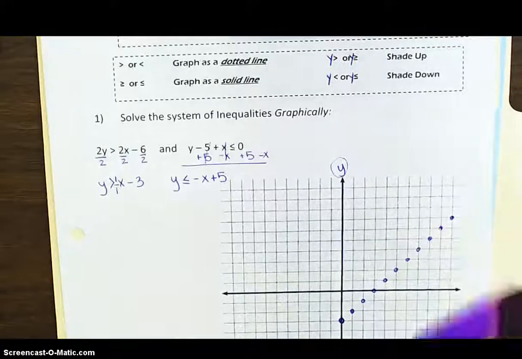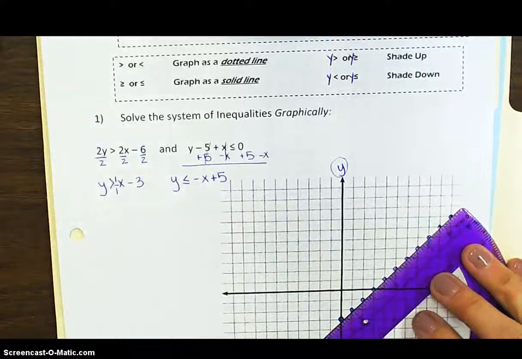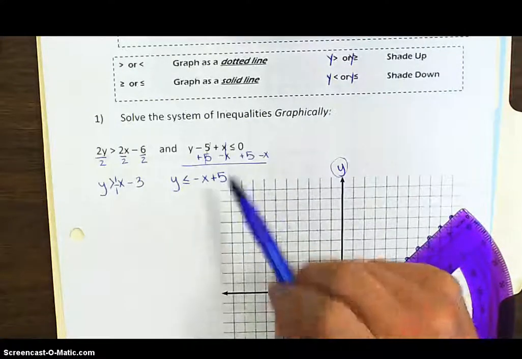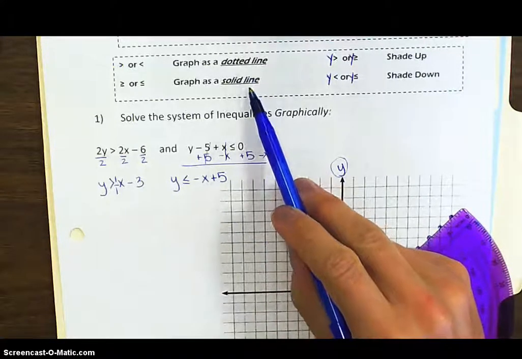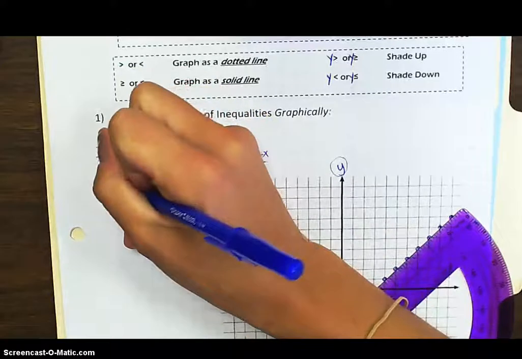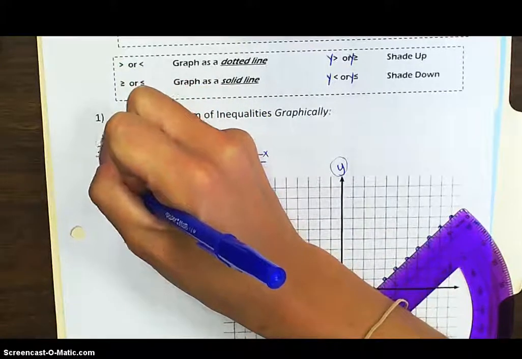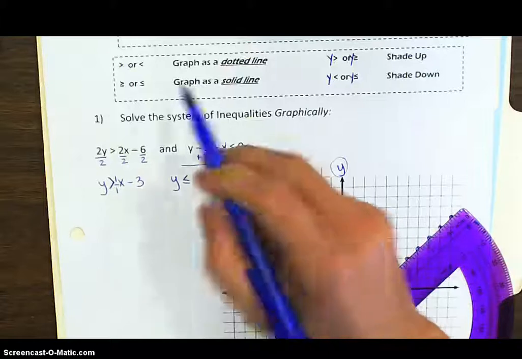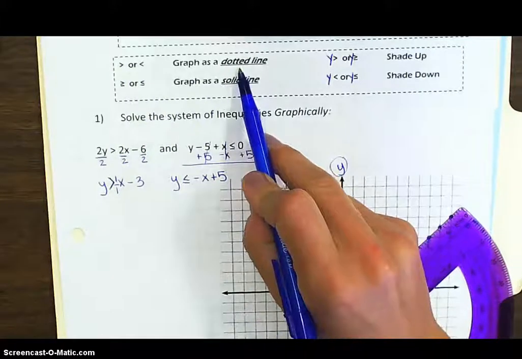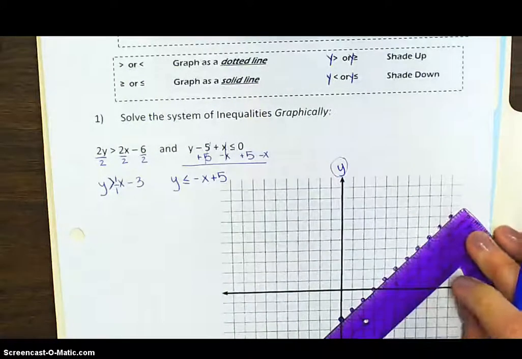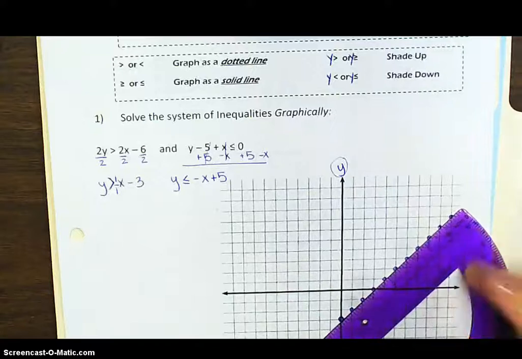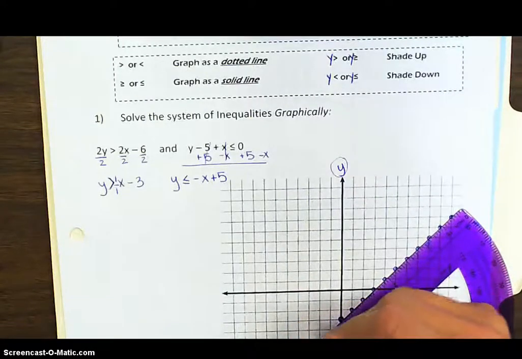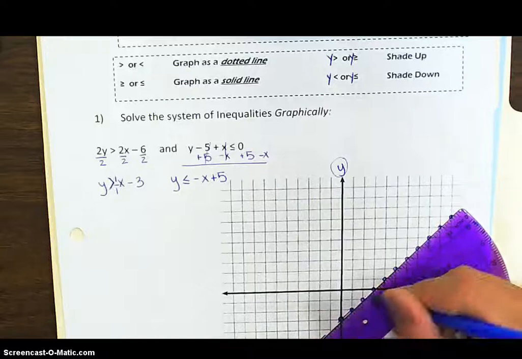Now I'm going to connect my points, but be very careful. We have to decide, am I going to use a dotted line or a solid line? Let's take a look at that inequality symbol. Y is greater than, it doesn't have an equal sign, so it's not equal to, which means we're going to use a dotted line. So I'm going to set up my ruler and make a dotted or dashed line all the way across.